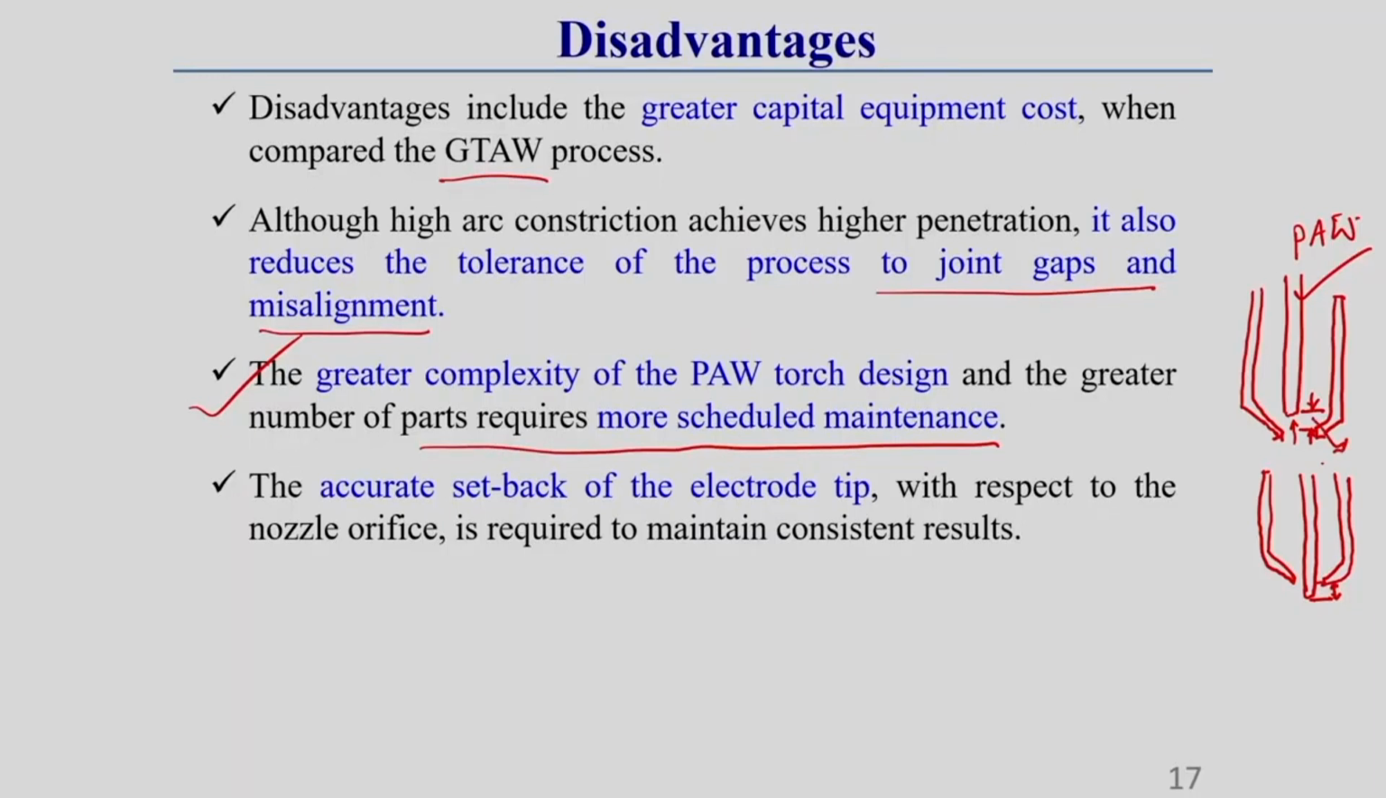Why is it inside the nozzle? Because here the arc is required to constrict. So, once this arc passes through this nozzle, only then does the arc constriction happen. So, this is called setback, setback of electrode. That is what I have written. This is a very important part of the plasma arc welding process, and maintaining it is also a very critical aspect. I have written that accurate setback of the electrode tip with respect to the nozzle orifice tip is essential, because it is required to maintain consistent results. If this setback is not proper, then your result will be erroneous.